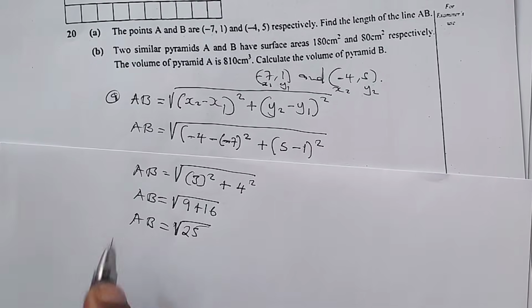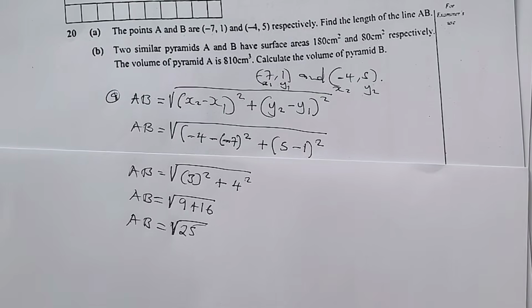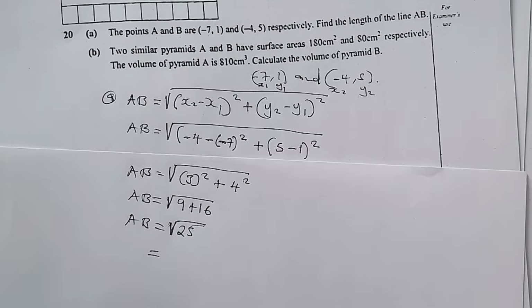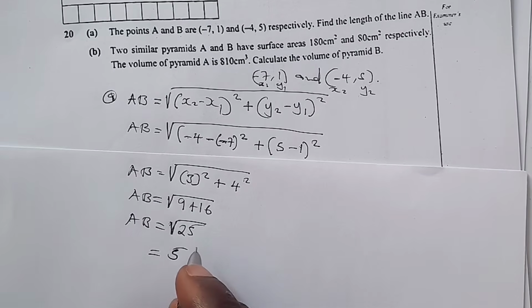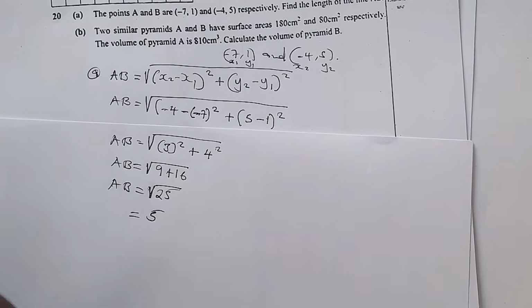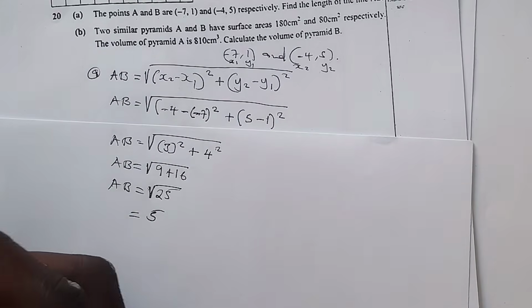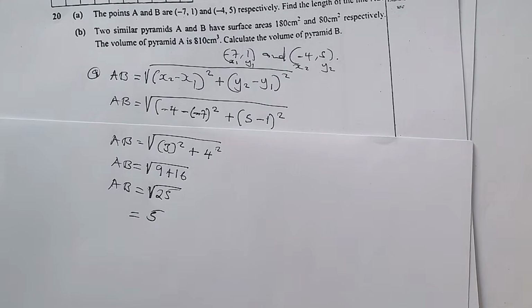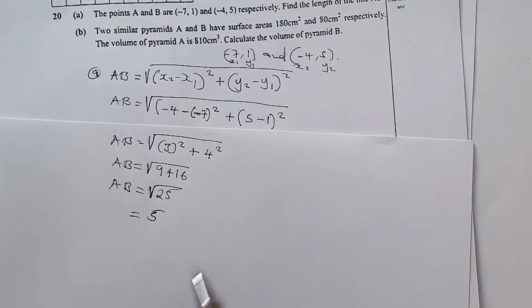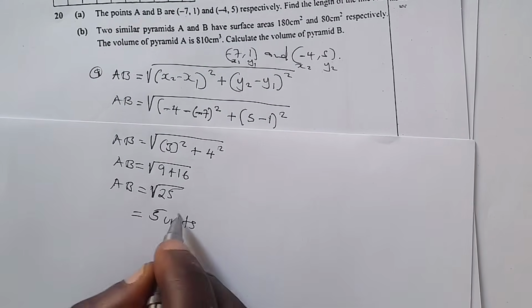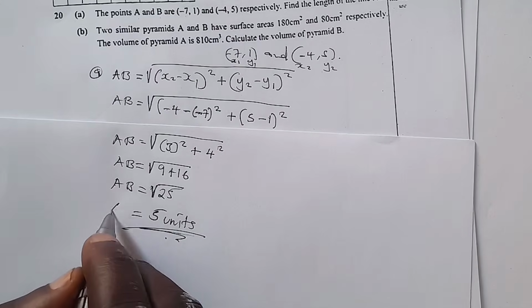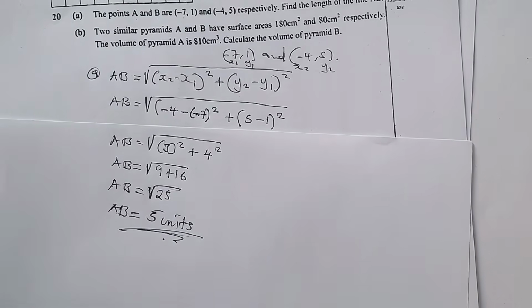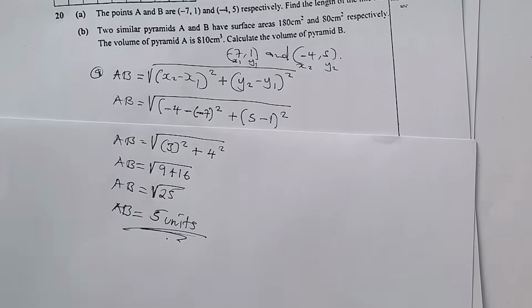25. Since we're looking at distance, when you square root a number, you can have either a positive or negative, right? But this is length, so we're not going to get the negative answer. The square root of 25, we're going to get 5, then units. Length is measured in units, either centimeters, kilometers, miles, or millimeters. But here we're not given anything, so you can just write units to represent any units. So 5 units. Are we together? Very good. Let's solve B.